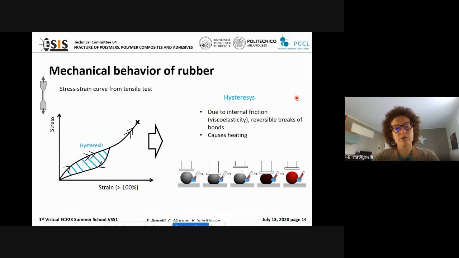Actually, the rubber behavior is a bit more complex than this. If during the tensile test I unload the sample, I record a curve which is lower than the loading curve. This creates a hysteresis cycle. This means that rubber can recover its deformation, but dissipates energy. This is due to internal friction due to viscoelasticity, reversible breaks of bonds, and on the practical side, this causes heating.